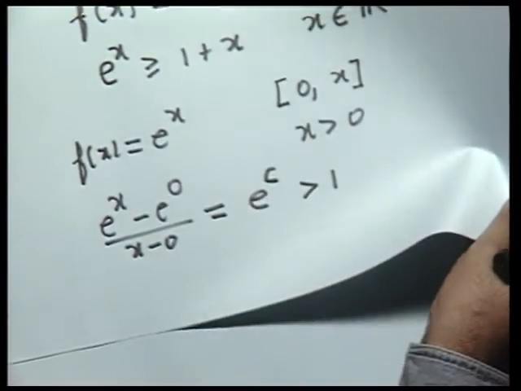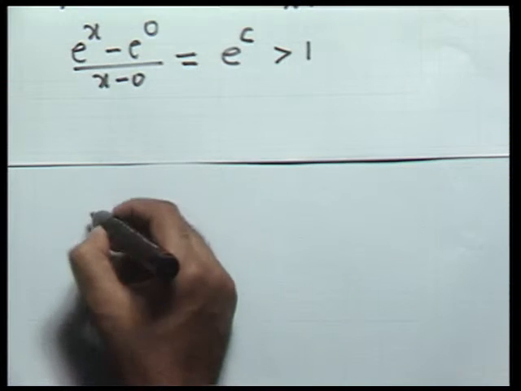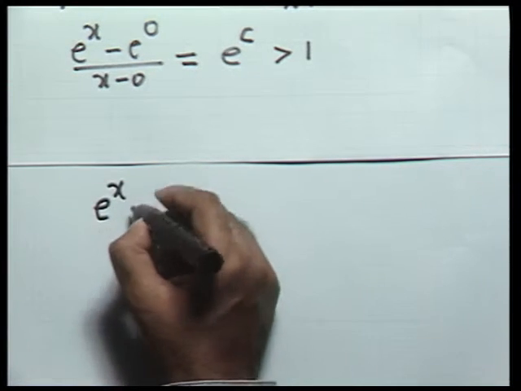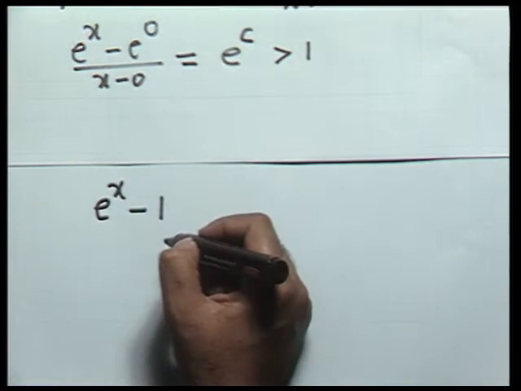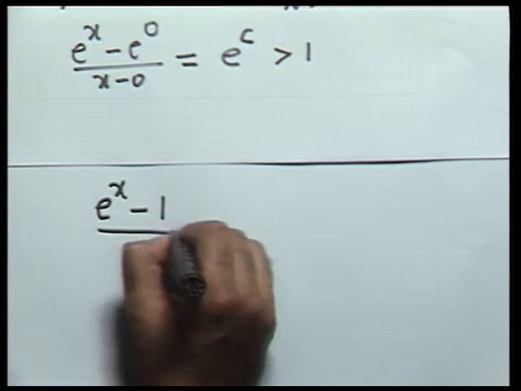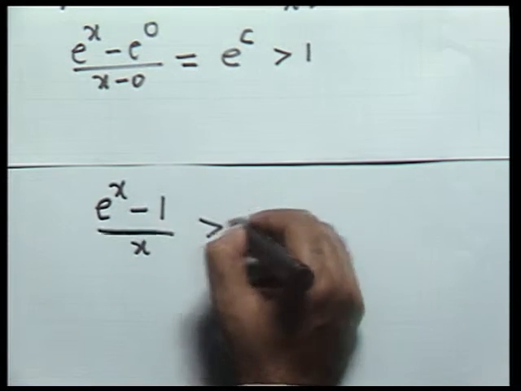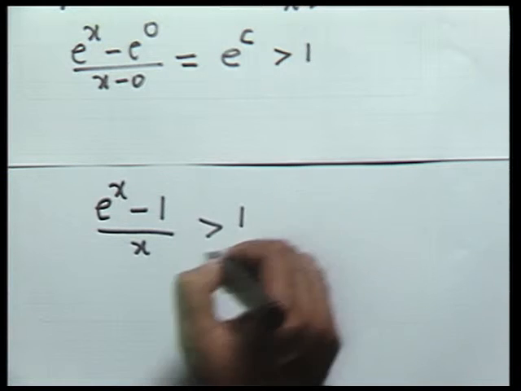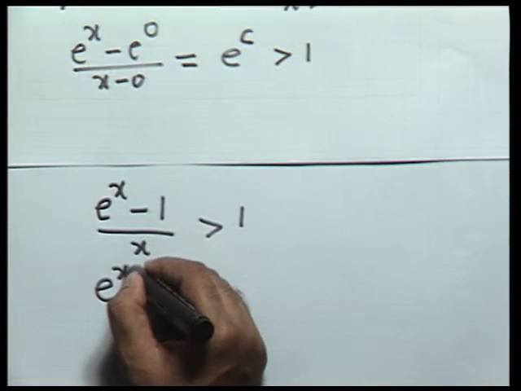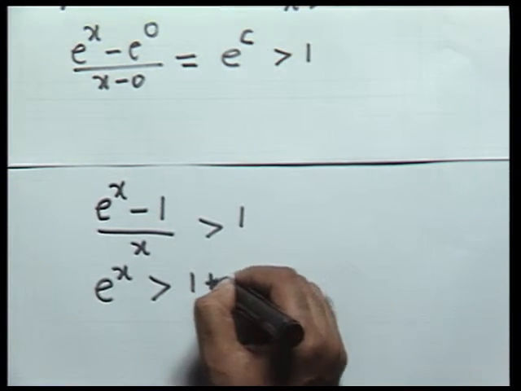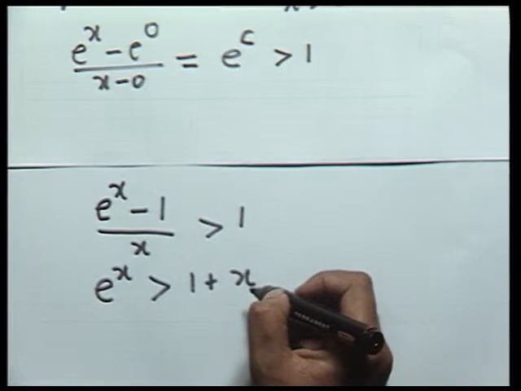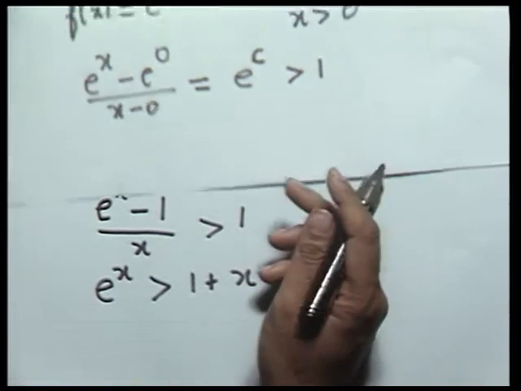Let me just write it over here for you. This just implies e to the power x minus 1, because e to the power 0 is 1, upon x is greater than 1. Because x is positive, this just reduces to e to the power x is greater than 1 plus x. You can similarly derive an inequality when x is negative, and you will find that it will be a strict inequality. So, equality will only hold when x is equal to 0.